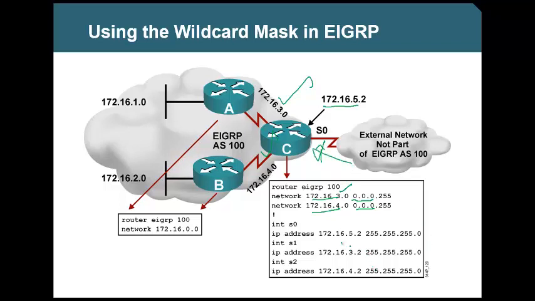That's why we need the wildcard mask. We filter this. We do not want EIGRP to run on this. If I don't mention the wildcard mask, it will consider 172.16.0.0, which means it will start running on all 3 interfaces. The wildcard mask helps to filter interfaces from running EIGRP.